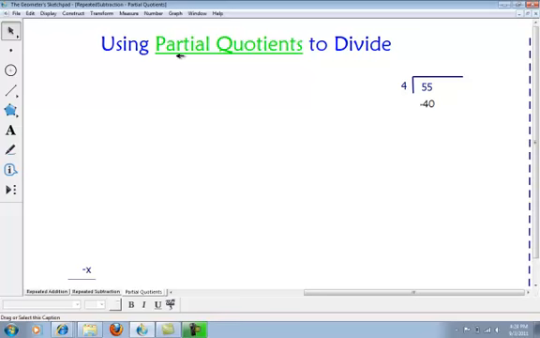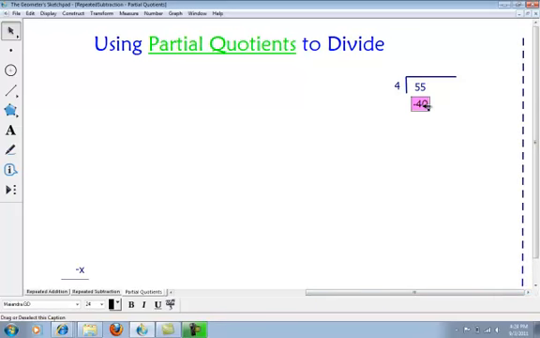Now let's look at what the words partial quotients means. Do you remember what a quotient is? You're right, that's the answer to a division problem. And partial means part of, so we're going to find part of the answer, and then we're going to use it to help us get to the whole answer.